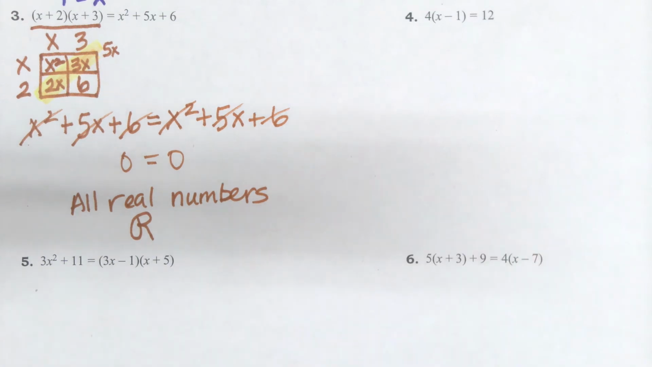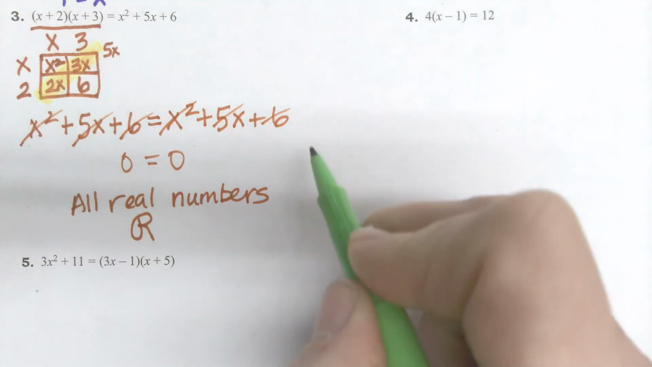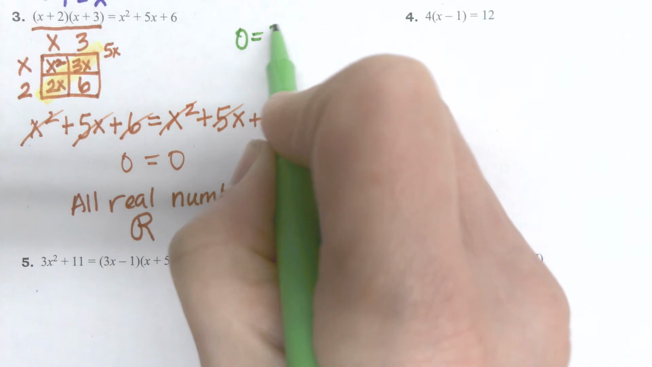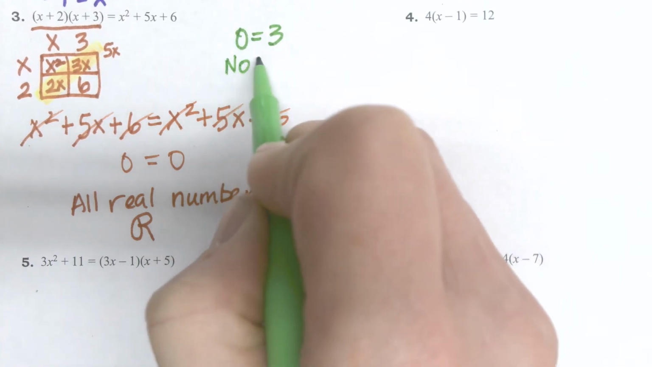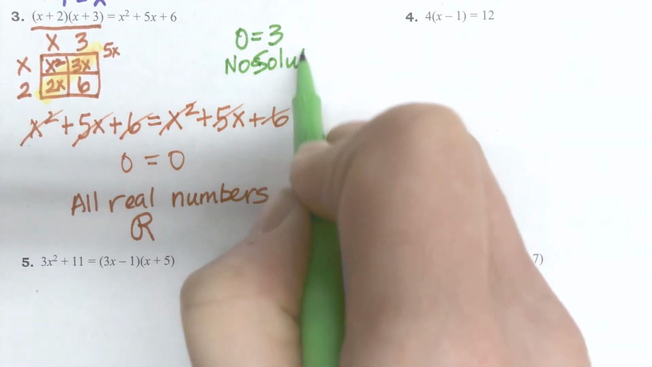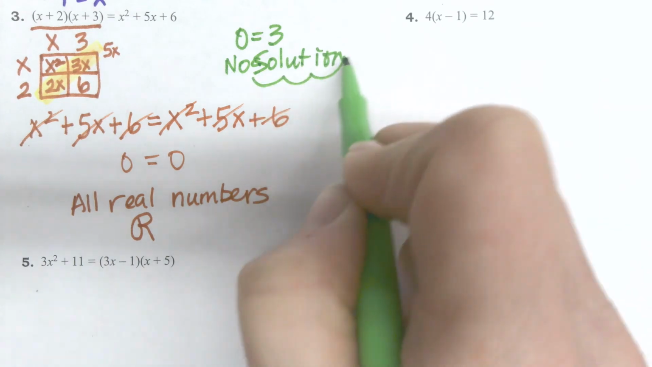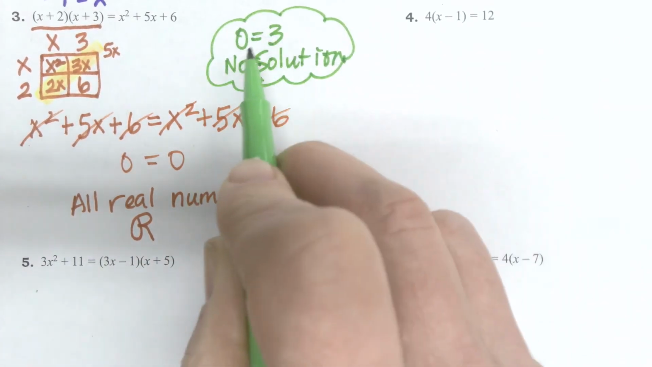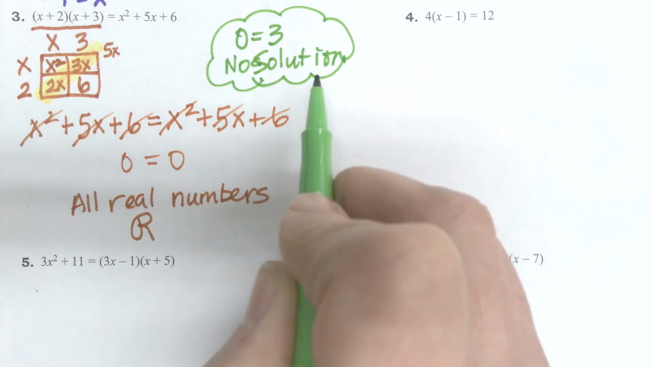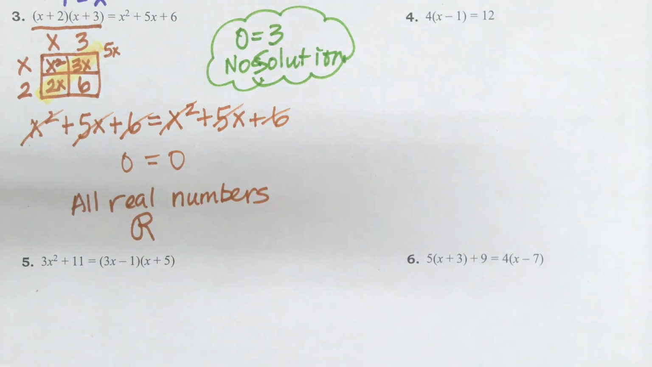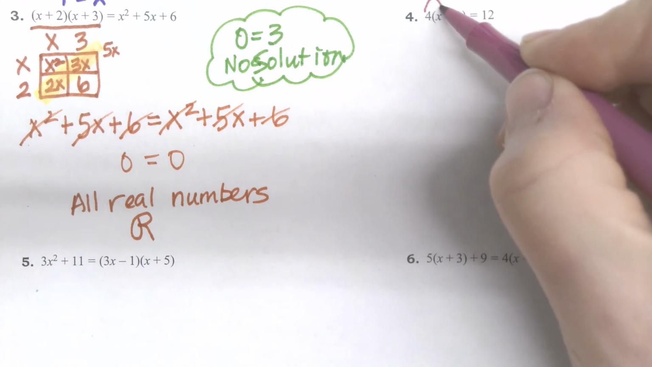So this would be an alternate situation, and this is kind of a review from before. If I got 0 equals 3, that would be no solution. Just a side note, keep in mind, if it's something that will never be true, it's no solution. If it's something that's always true, it is all real numbers. Then you could do an equal sign with a slash through it.